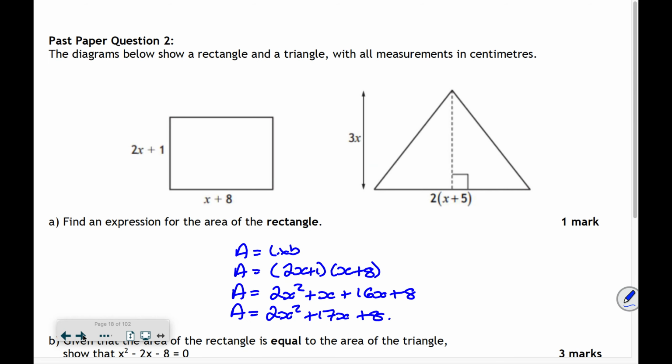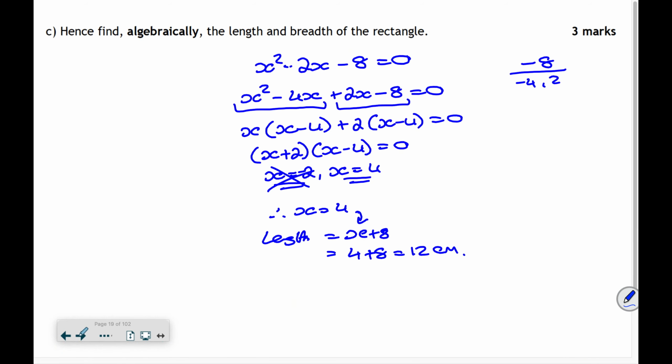The breadth is 2x plus 1. So take the 4 and put it in for that. So it's going to be 2 times 4 plus 1. 8 plus 1 gives us 9. So it's going to be 9 centimetres. Alright.